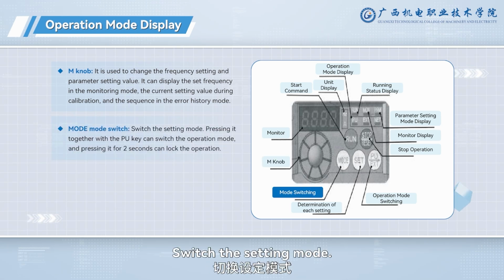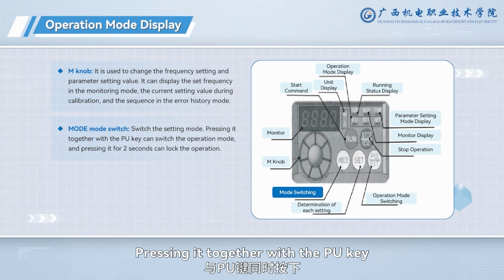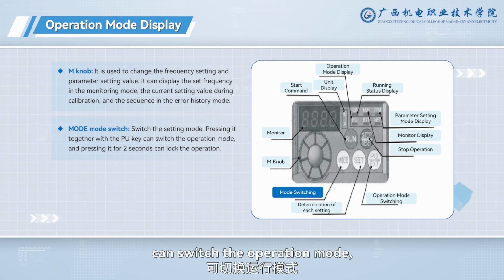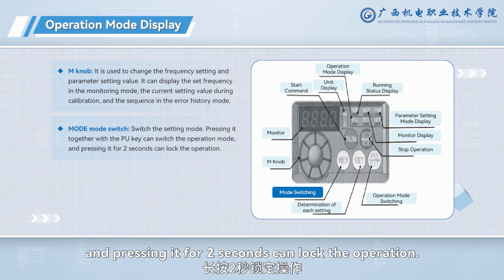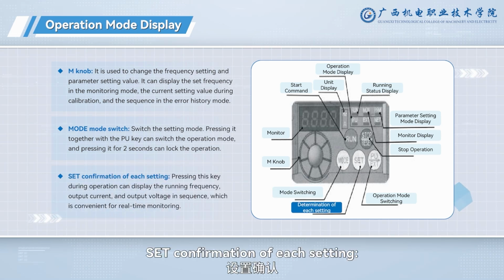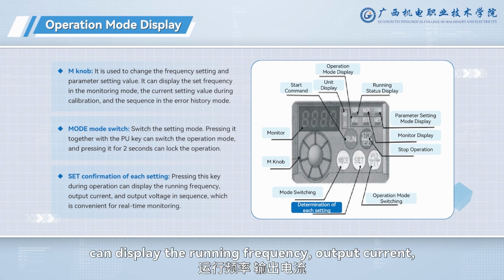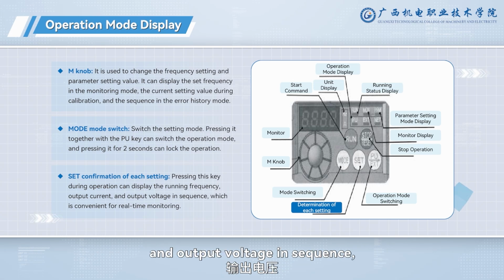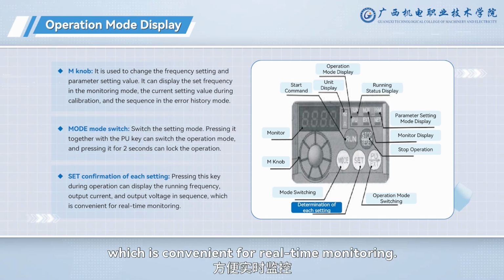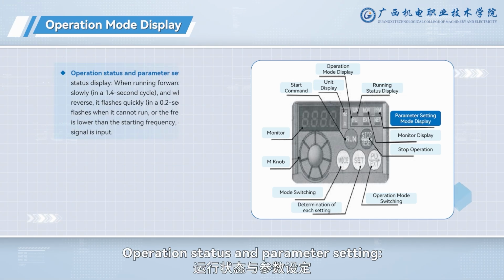Mode switch. Switch the setting mode. Pressing it together with the PU key can switch the operation mode, and pressing it for 2 seconds can lock the operation. Set: confirmation of each setting. Pressing this key during operation can display the running frequency, output current, and output voltage in sequence, which is convenient for real-time monitoring.